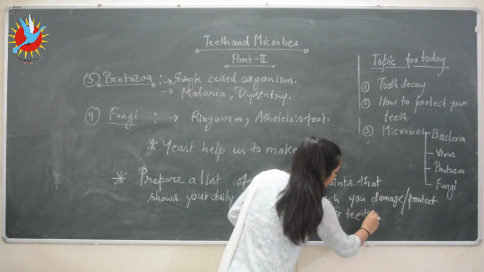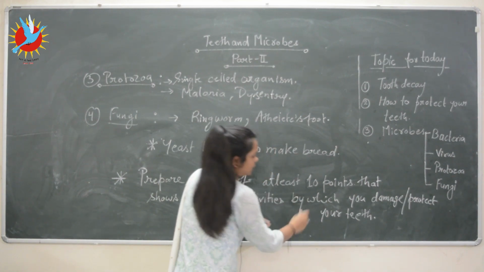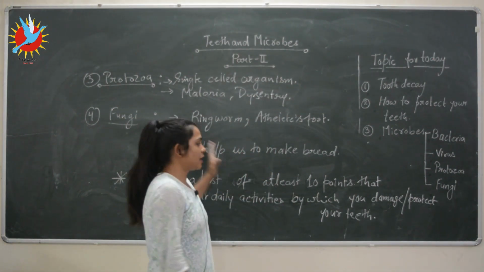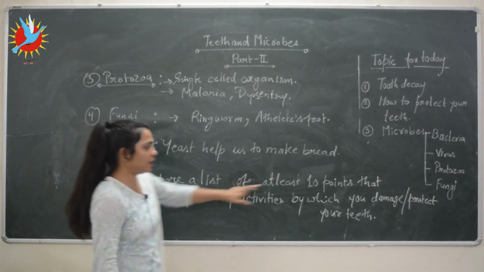You can make a table also. Okay, you can make a table for this. One side you can write down the damages and one side you can write down the protection, but the points should be 10 in number.